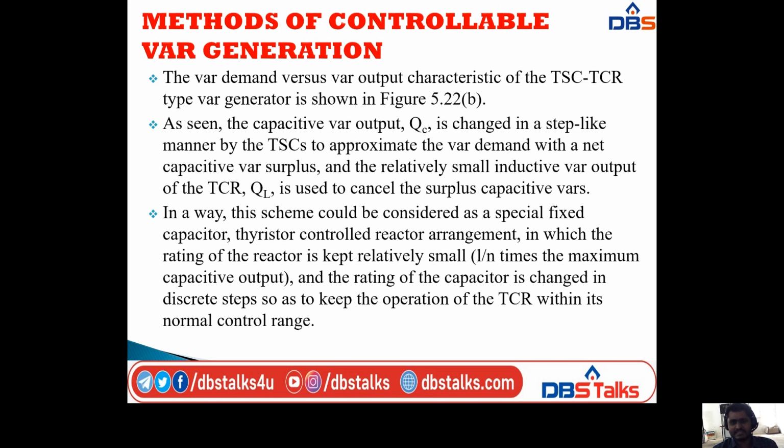So in a way, this Q could be considered as a special fixed capacitor and thyristor controlled reactor arrangement, that is the FCTCR arrangement, in which the rating of the reactor is kept relatively small, that is 1 by n times the maximum capacitor output. So relatively small, and the rating of the capacitor is changed in discrete steps so as to keep the operation of the TCR within its normal control range.